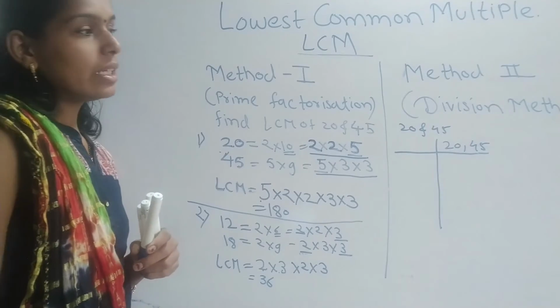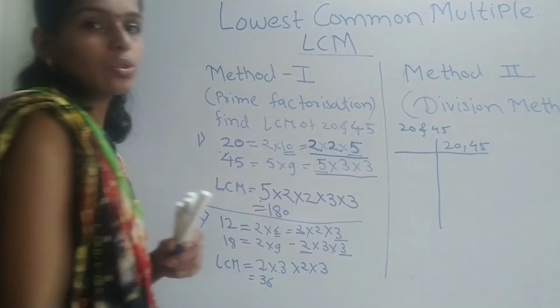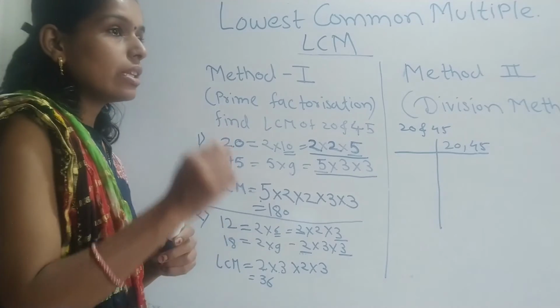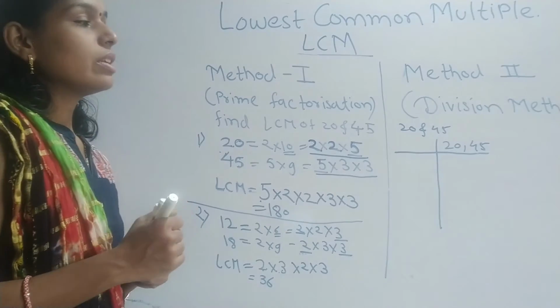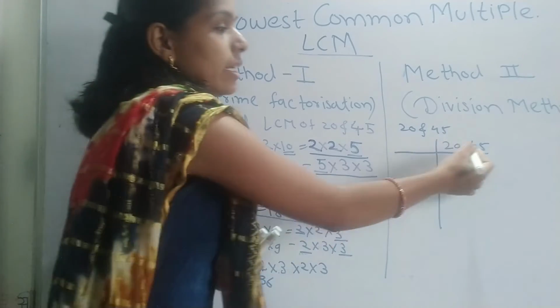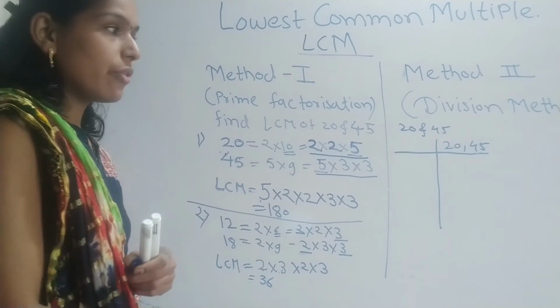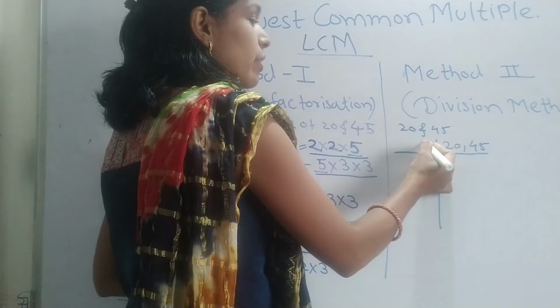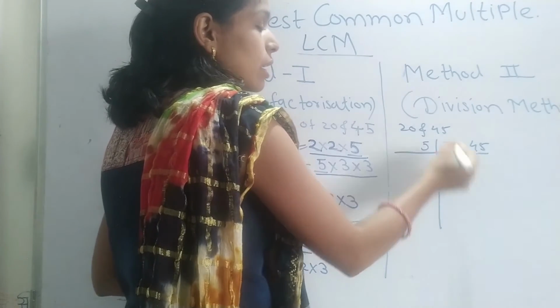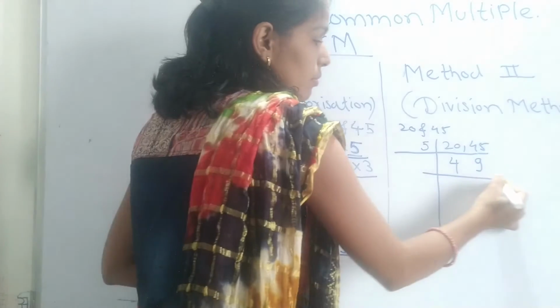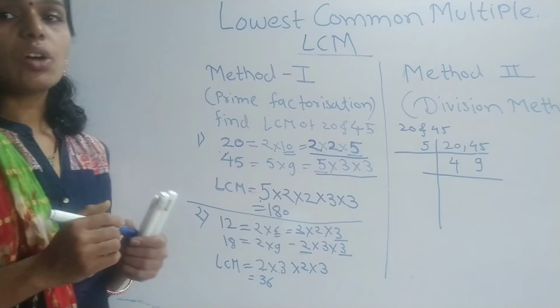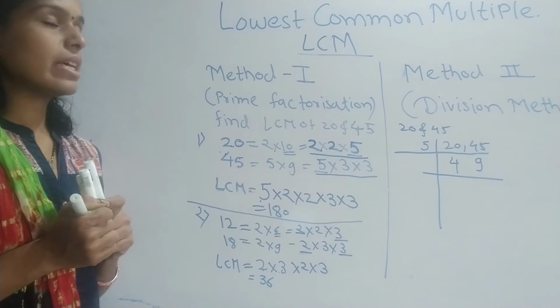Then 3. 3 divides 45 but does not divide 20, so also cancel 3. Then 4 is not a prime number. The next prime number is 5. So divide by 5, and 20 and 45 both are divisible by 5. So I am going to divide by 5. And I know 5 4s are 20 and 5 9s are 45. Now these both are uncommon numbers. There is no similarity between these.